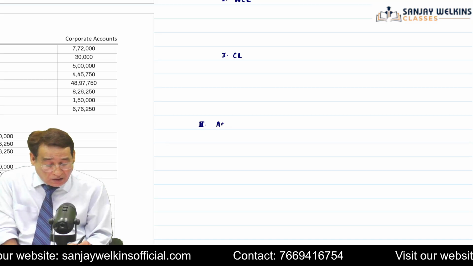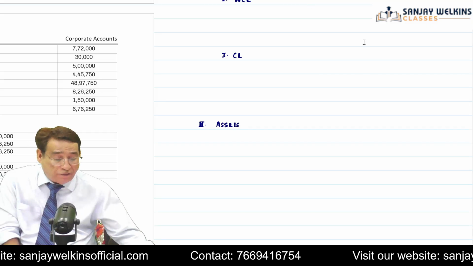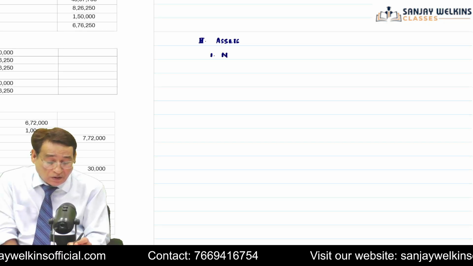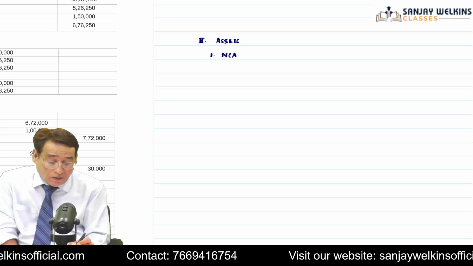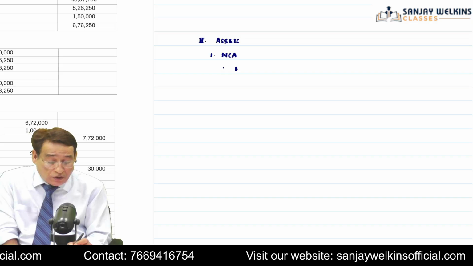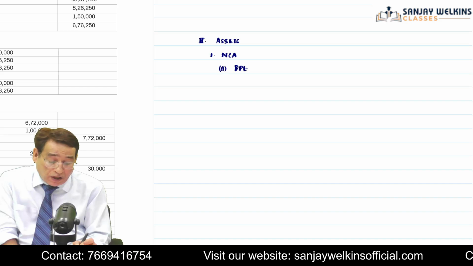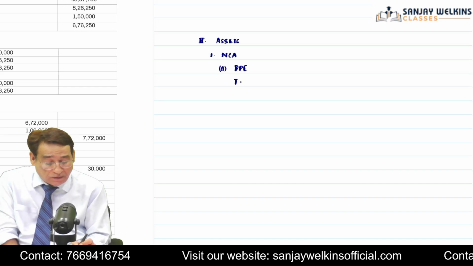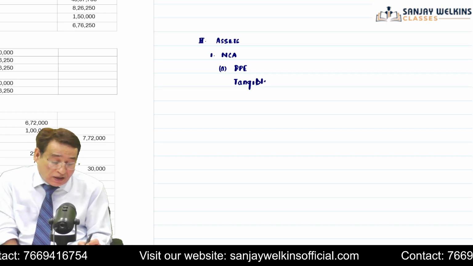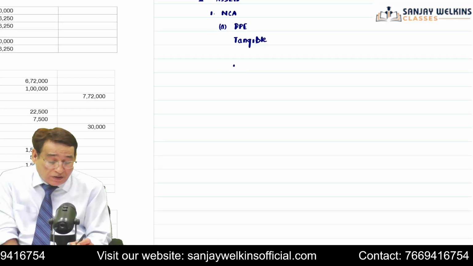assets. Coming over to the asset side, I will write first of all non-current asset. Is it clear to you? Under non-current asset, I have already told you, first of all we write property, plant and equipment. Even under property, plant and equipment, first of all we write tangible items. Then we write here intangible.